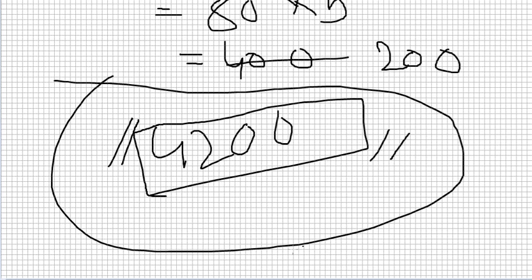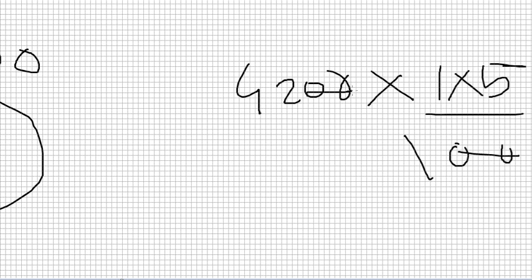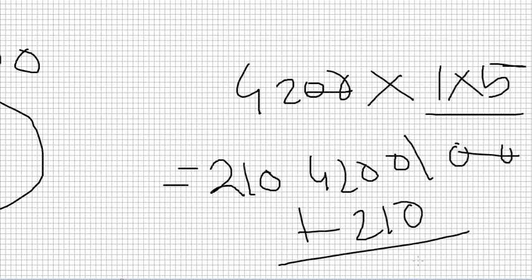So again, we have to do it like this. 4200 multiplied by 1 year multiplied by 5 by 100. So the answer is 42 multiplied by 5, which is 210. 210 will again be the simple interest. So again we add 4200 plus 210, and the answer will be 4410. But 4410 is for 2 years.